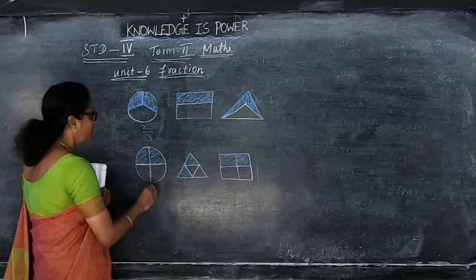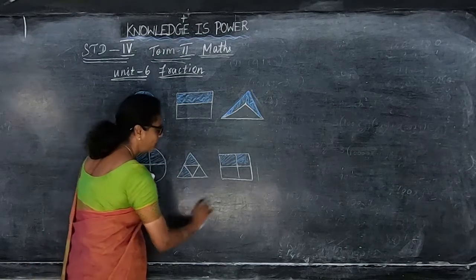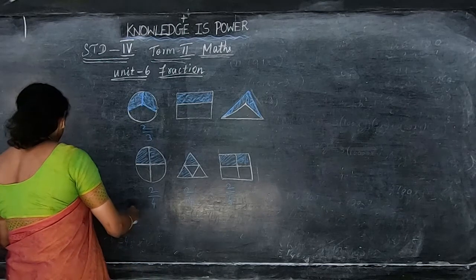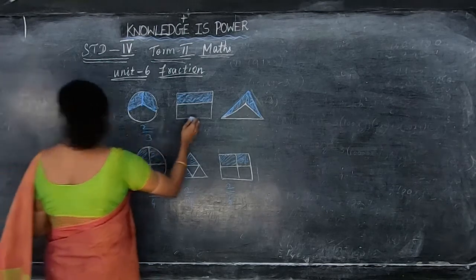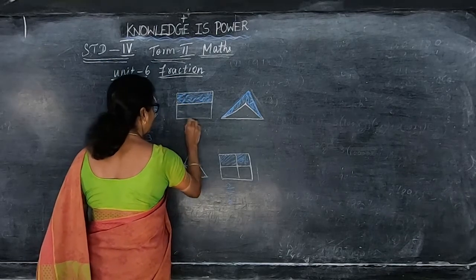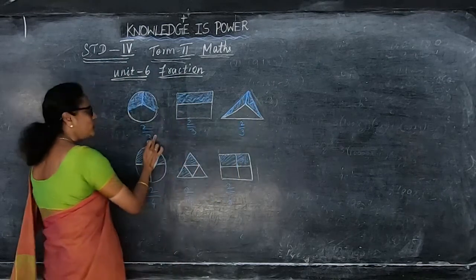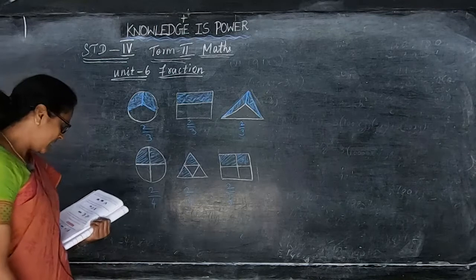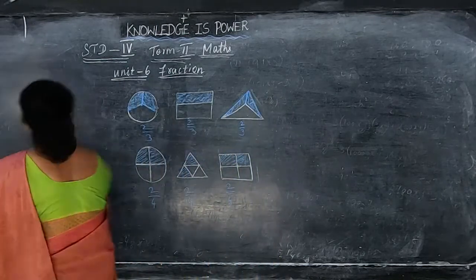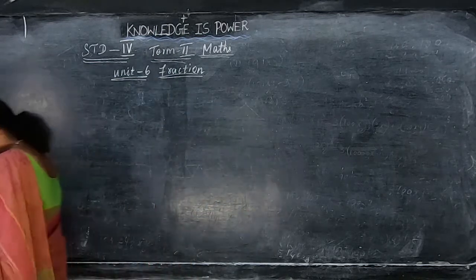This one is 4 parts, 2/4, and this is also 2/4, and this is 2/3, and this is also 2/3. Right? This is 2/3 and this is 2/4. Similarly 3/8. So how many parts are shaded? How many parts are the whole part? How many parts are shaded? Okay, that is the thing.